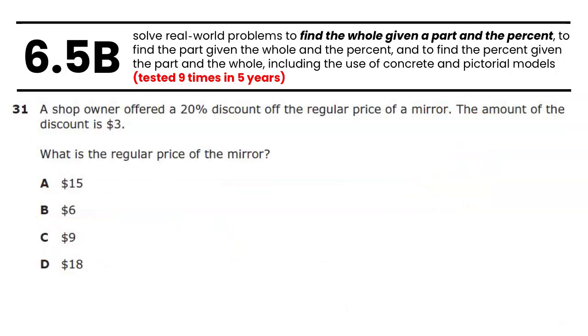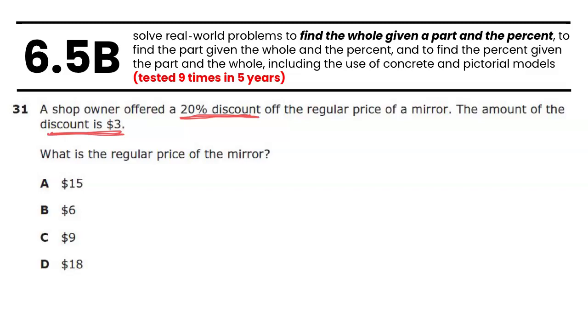In this released question, a shop owner offered a 20% discount off the regular price of a mirror, and the amount of that discount was $3. We want to know what the regular price of the mirror is. Well, what we notice here is that 20% is associated with the discount, and $3 is associated with the discount. So both of these numbers are associated with the part.